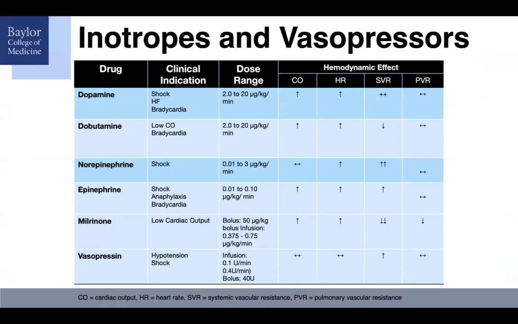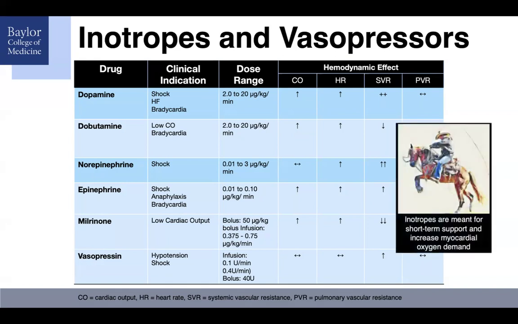It's important to know the effects of these different medications. All of these therapies, for the most part, will increase your cardiac output and your heart rate. They can cause arrhythmias. Some of them more than others can actually improve your systemic vascular resistance, such as dopamine. Dobutamine and milrinone will decrease your systemic vascular resistance. Vasopressin and norepinephrine will increase it. And most of these will have negligible effects on pulmonary vascular resistance or decrease it in the case of milrinone.